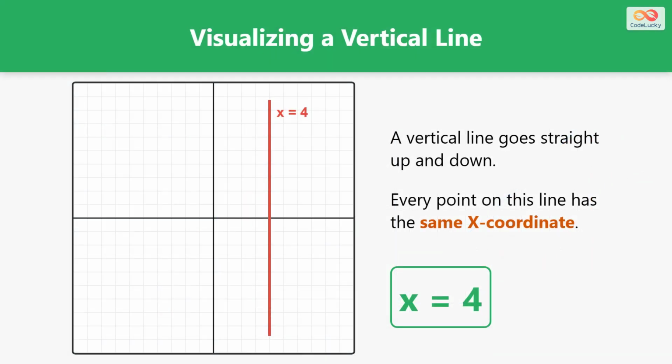Here is a vertical line on a coordinate plane. Notice that it moves straight up and down. This specific line crosses the x-axis at 4. In fact, the equation for this line is simply x equals 4, because every single point on this line has an x-coordinate of 4.